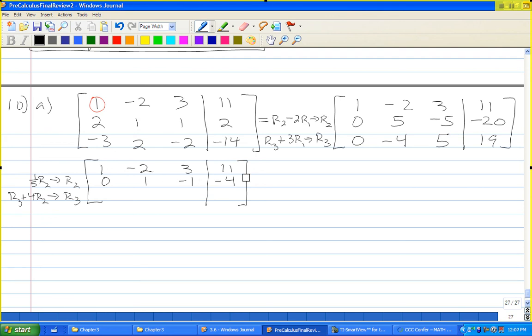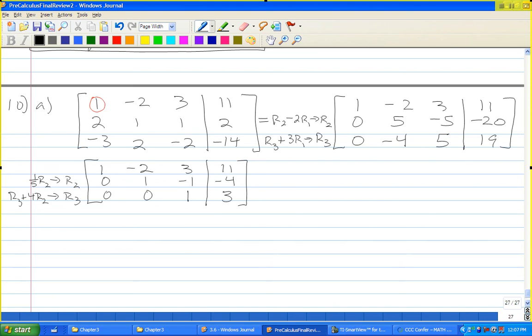Multiply row 2 by 4 and add it to row 3 to give you a new row 3. So you get a 0. 4 minus 4 is 0. 5 minus 4 is 1. 19 minus 16 is 3.